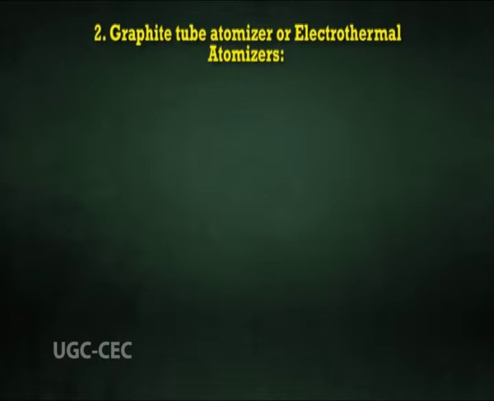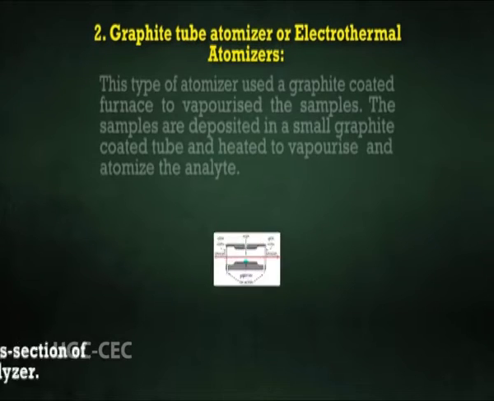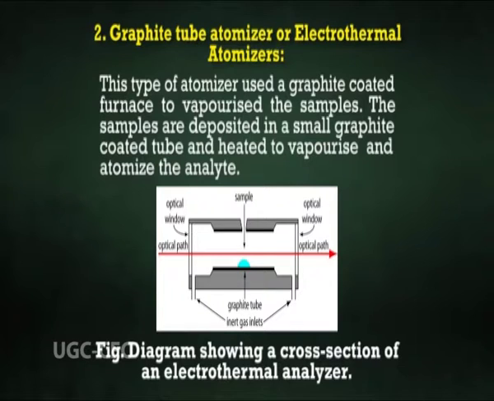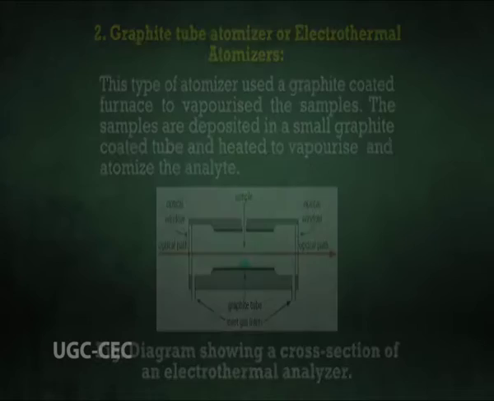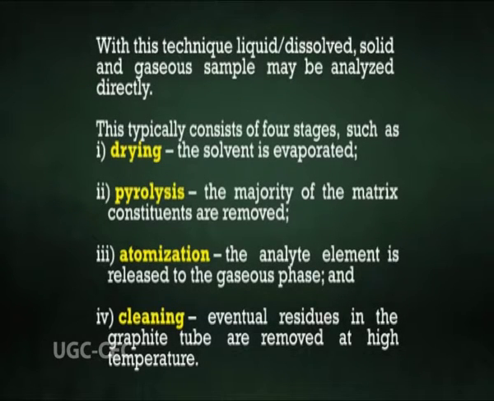Next is graphite tube atomizer or electrothermal atomizers. This type of atomizer uses a graphite-coated furnace to vaporize the samples. The samples are deposited in a small graphite-coated tube and heated to vaporize and atomize the analyte. With these techniques, liquid or dissolved, solid and gaseous samples may be analyzed directly.